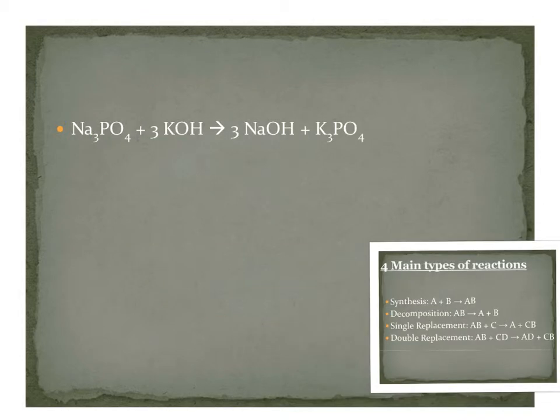In this example, we have two compounds interacting with one another in which the elements switch places with one another. So you have Na switching places with K. So you can see that Na is now joined with OH and K is now joined with PO4. This is an example of a double replacement.